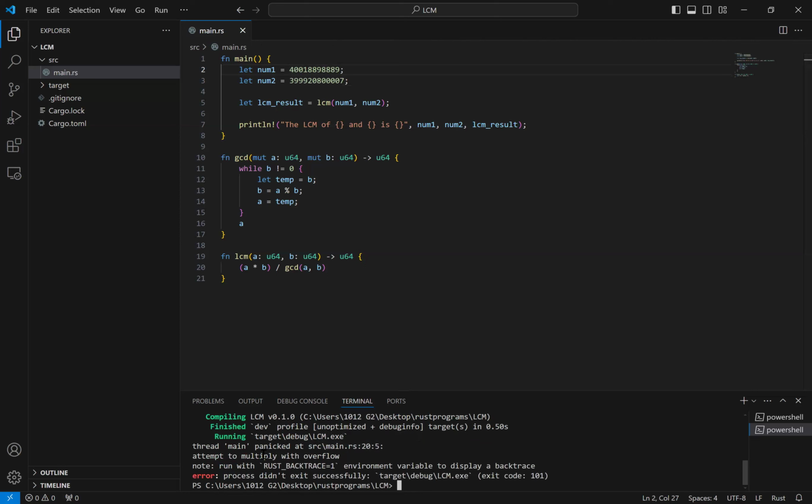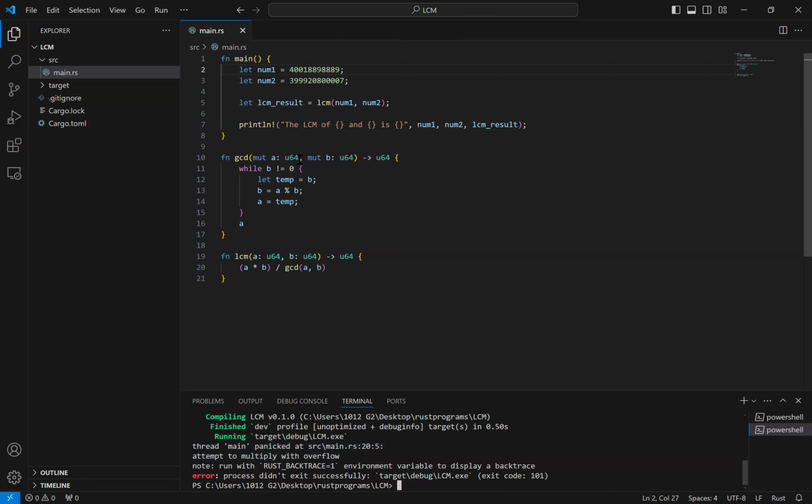Yeah, so you can see there's some panic. What does it say? The thread panicked because of an attempt to multiply with overflow. Overflow means it went beyond what U64 can handle.